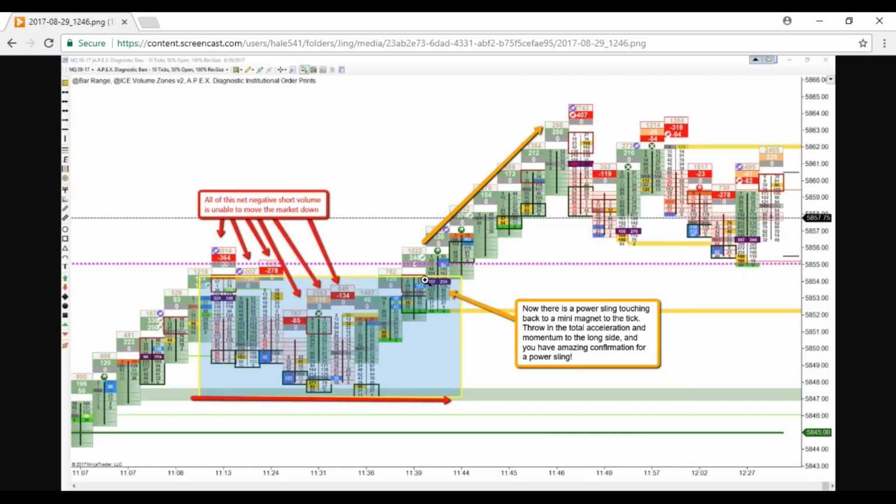Guys, it doesn't get any better than that, right? You see the chop, you see these numbers here trying to push down and they can't. It breaks, pulls back, mini magnet, cluster, leading volume, star, momentum, boom. That's a great trade. Okay?